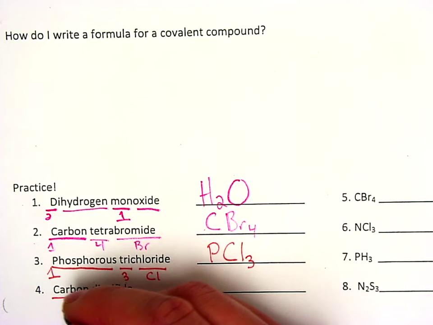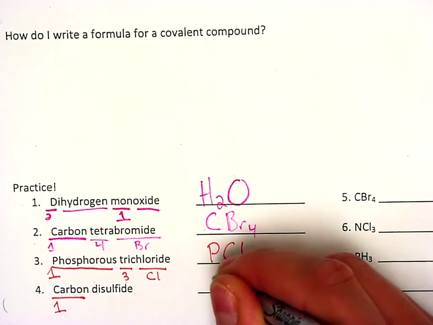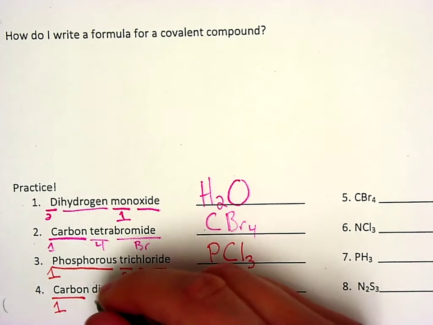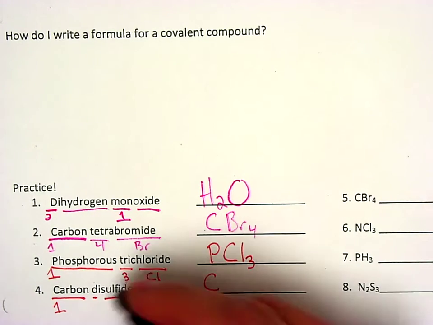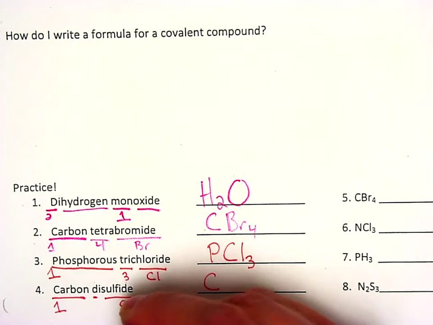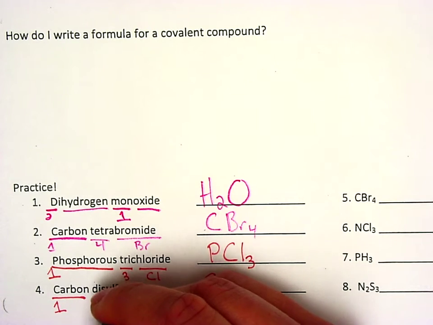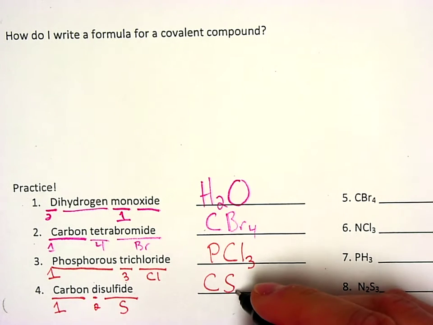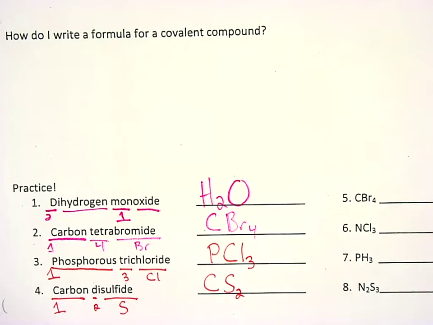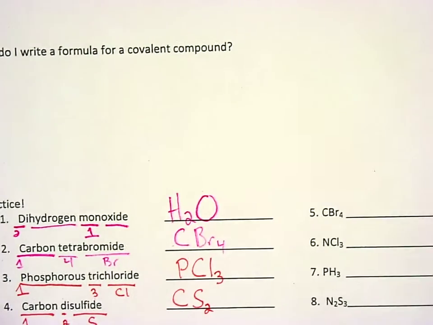All right, last one, carbon disulfide. So carbon has no prefix, which means you have one of it. So write a C. Disulfide. Sulfide comes from sulfur. Di is the prefix for 2. So it means you have 2 sulfurs. So you put the 2 after the sulfur. All right, so that's for formula writing.